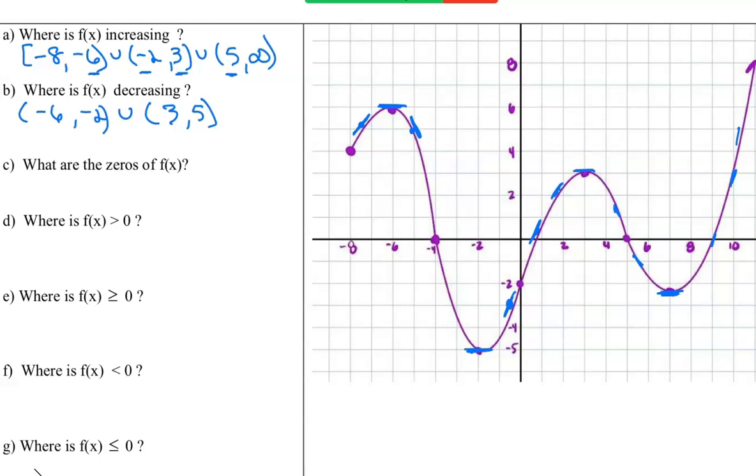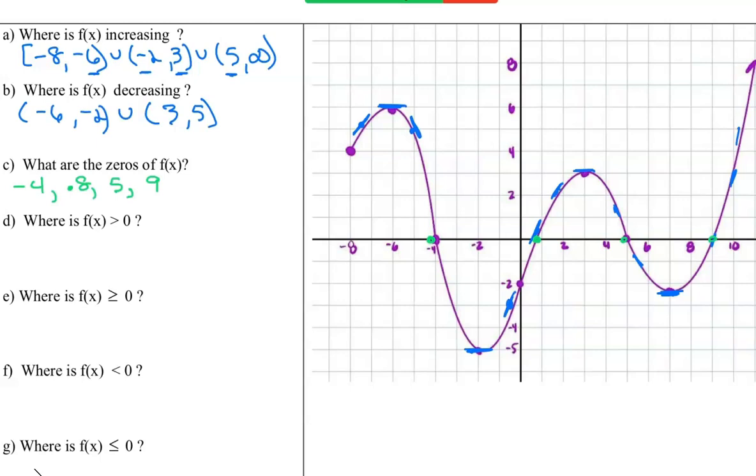Next thing. What are the zeros? The zeros are where it crosses the x-axis. So these green dots are my zeros. I have a 0 at -4, 0.8, 5, and 9. These zeros are going to help me figure out where the function is greater than 0, and where it's greater than or equal to 0.